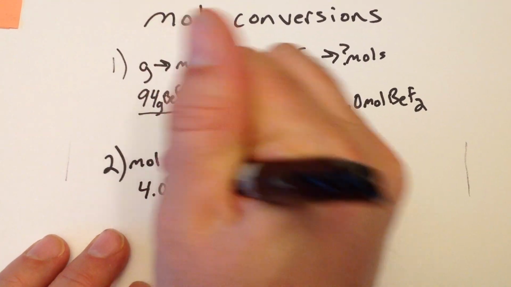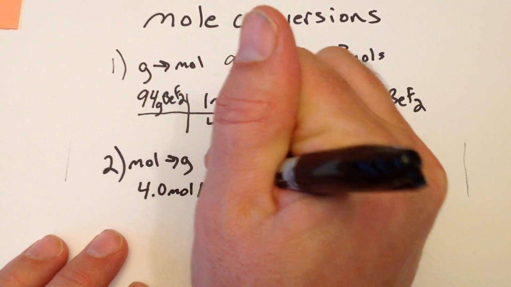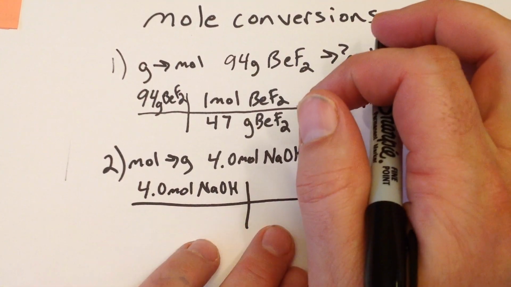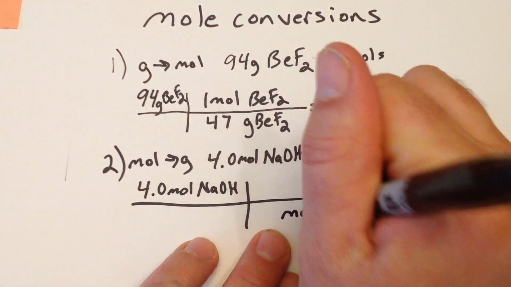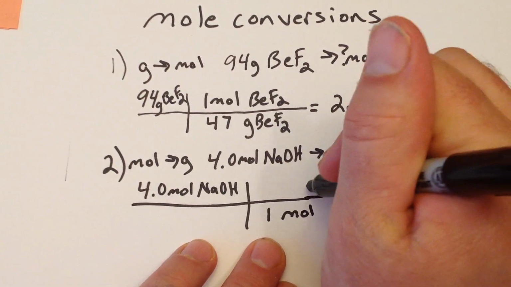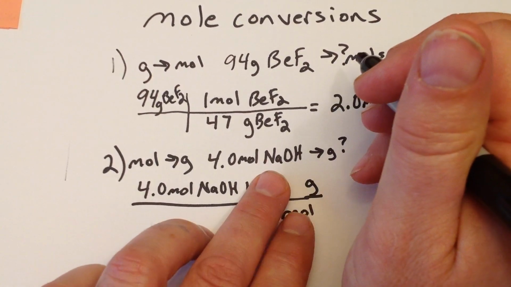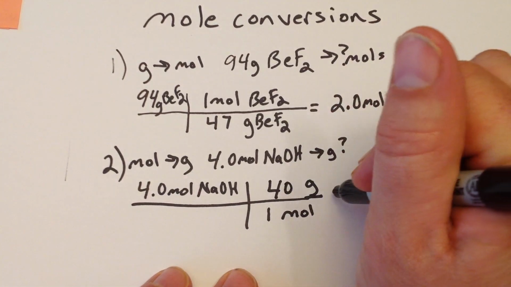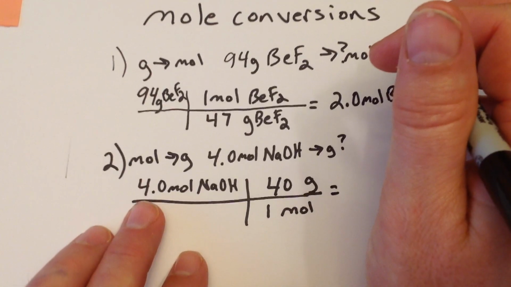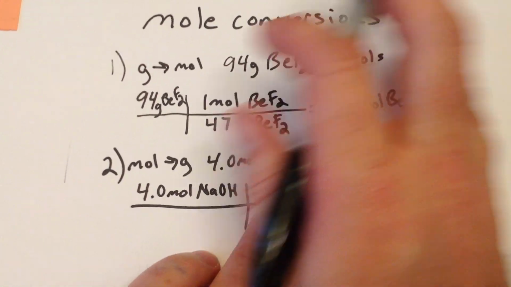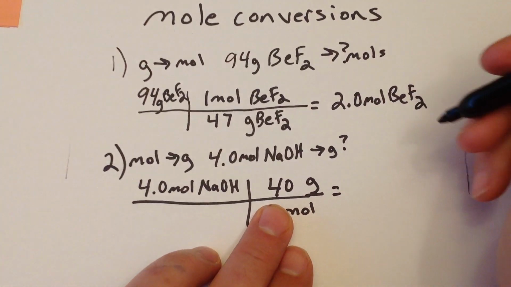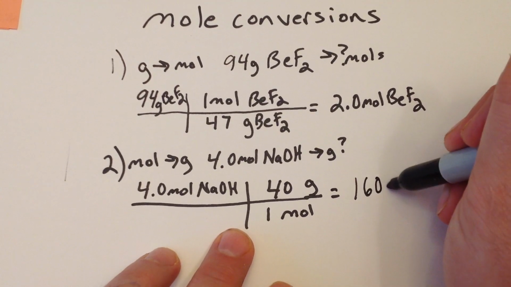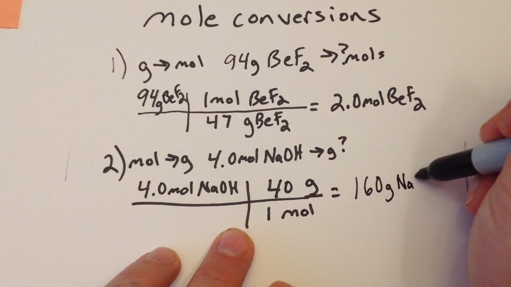Once again, we'll start with what we're given, 4 moles of NaOH. And we know what has to go on the bottom? You're right, moles. So 1 mole of anything equals its molar mass. 23, 16, and 1 gives you 40. When you multiply 40 times 4 gives you 160 grams of sodium hydroxide.